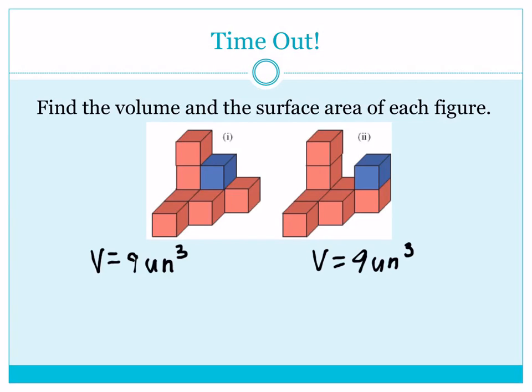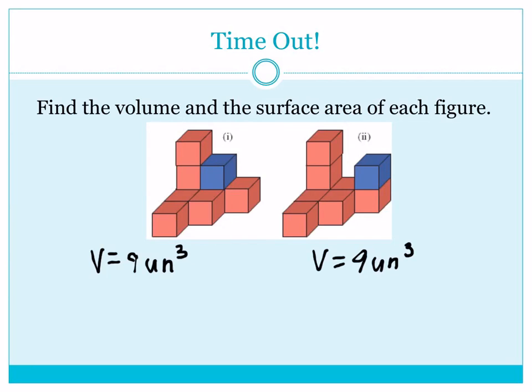Okay, and then what happened between them, of course, is they picked up the blue cube and they moved it. And that didn't affect the volume, of course, right? Because the volume is the space inside. But did it affect the surface area? It should have affected it. Now, if you didn't think it affected it, it's probably because you didn't know what you were supposed to count exactly when you were doing the surface area.